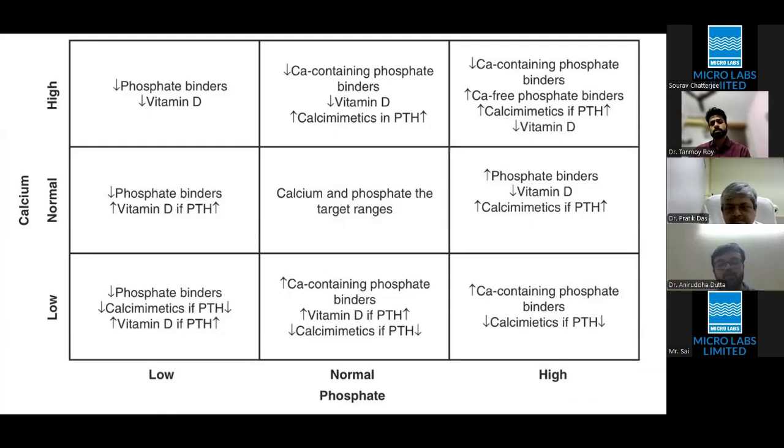Whenever there is a lower level of phosphate and lower level of calcium, we usually have to increase vitamin D if there is hyperparathyroidism. And if there is a lower amount of parathyroid hormone, that is, it is going towards a low turnover kind of scenario, then the calcimimetics and other stimulant agents are to be brought down.